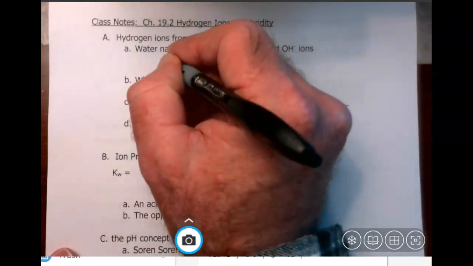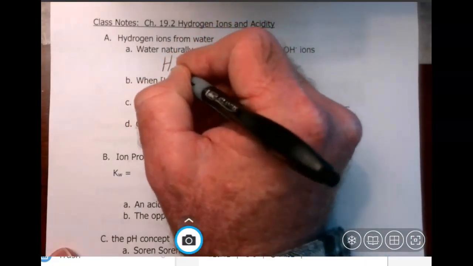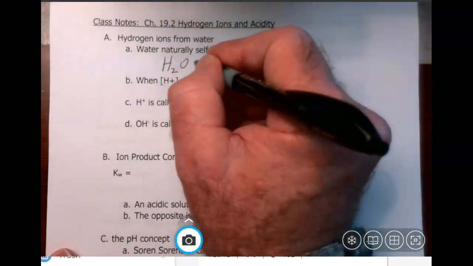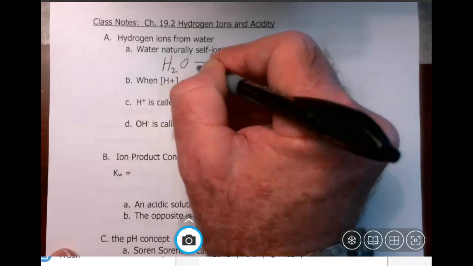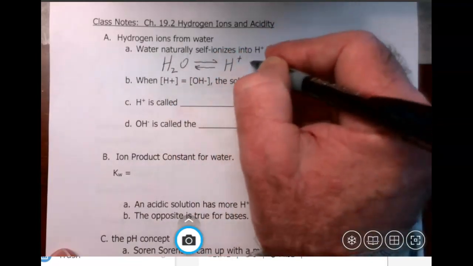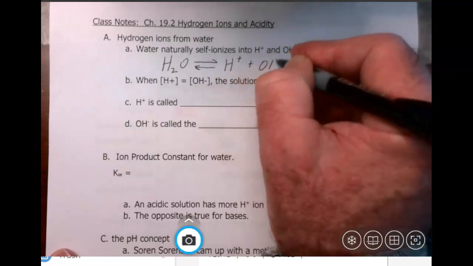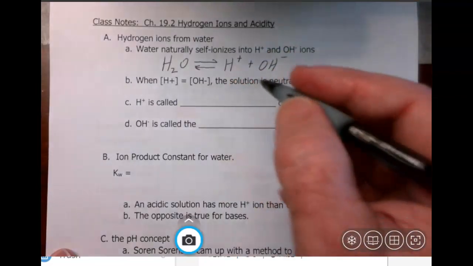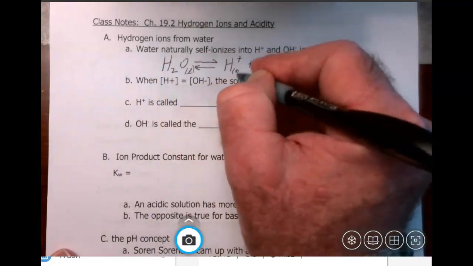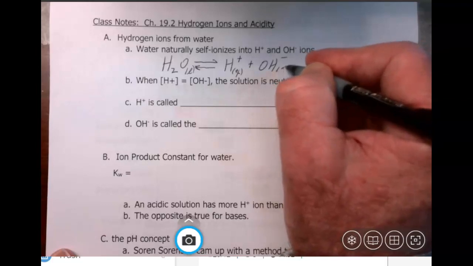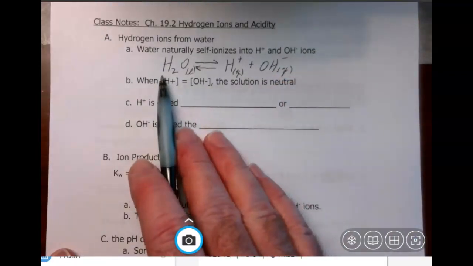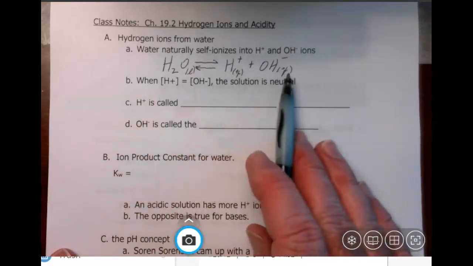So what that means is if you have any aqueous solution, the water dissociates into the hydrogen ion and the hydroxide ion. Okay, water, of course, being a liquid, and the hydrogen ion is aqueous, and the hydroxide ion is aqueous. So this is what we mean when we talk about water self-ionizing.